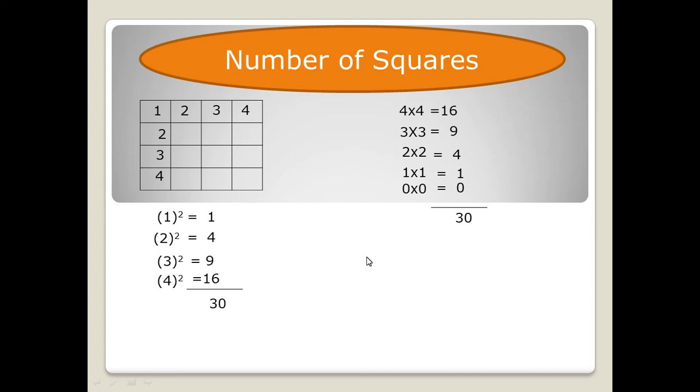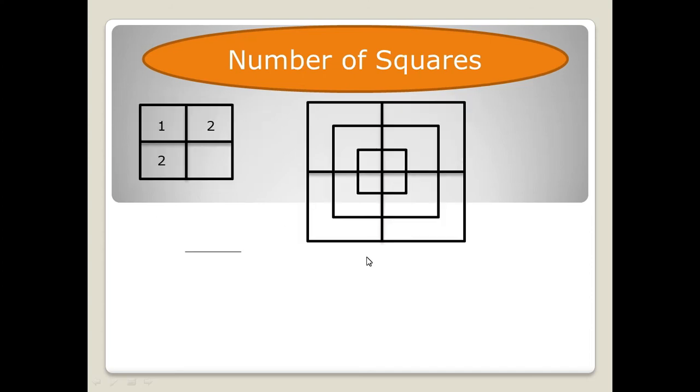Okay, let's look at another example. In this figure there are 2 rows and 2 columns, and to find the number of squares in this figure, what we will do is take the square of 1 and then the square of 2. Square of 1 is 1, square of 2 is 4, and the answer is 5. This is a simple square.